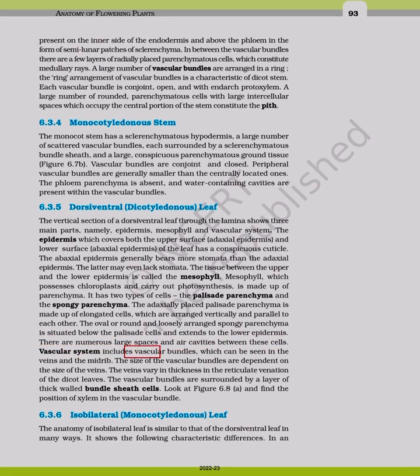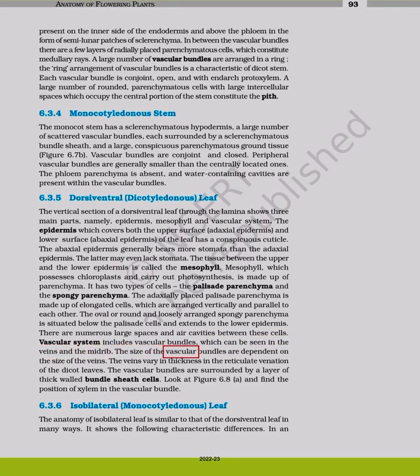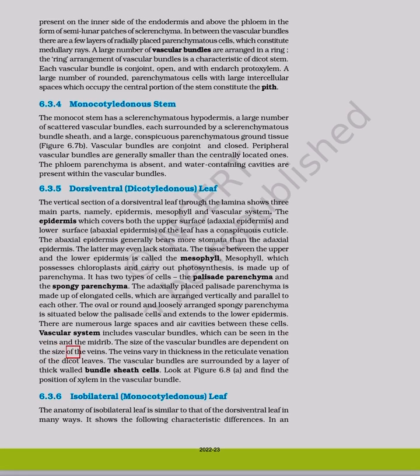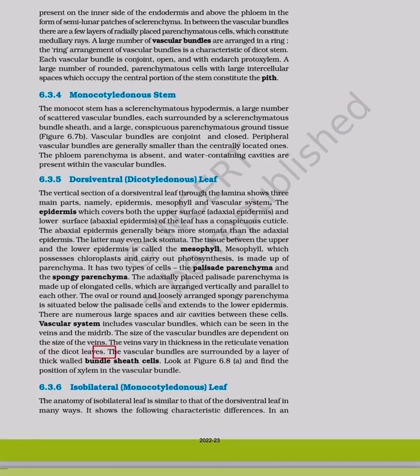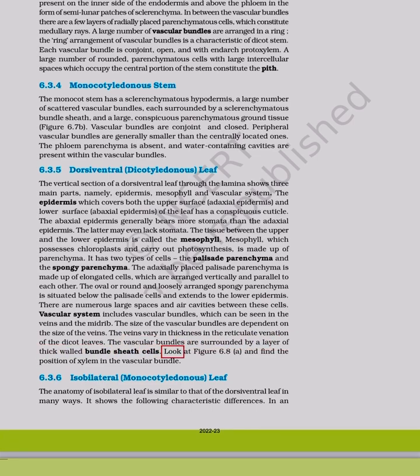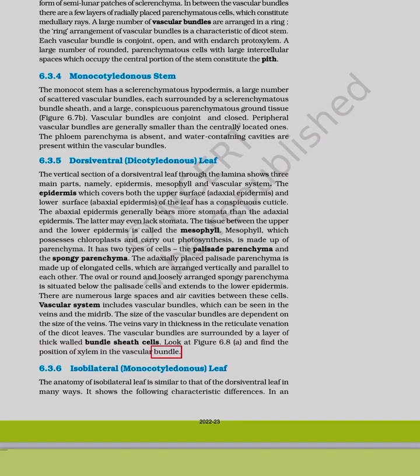Vascular system includes vascular bundles, which can be seen in the veins and the midrib. The size of the vascular bundles depends on the size of the veins. The veins vary in thickness in the reticulate venation of the dicot leaves. The vascular bundles are surrounded by a layer of thick-walled bundle sheath cells. Look at figure 6.8 and find the position of xylem in the vascular bundle.